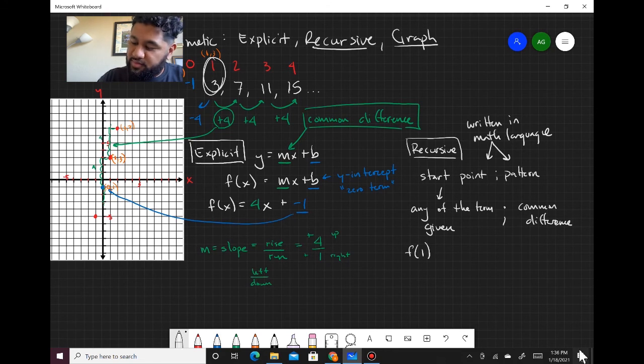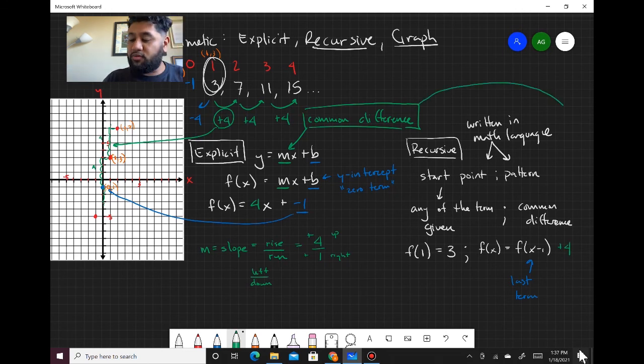You could write f of 1, so the first term of the sequence, is equal to 3, okay? And then you would separate that with a semicolon or just write underneath it. Then you would tell me that the function is equal to f of x minus 1, which actually means the previous term or the last term, plus 4. And the reason why plus 4 is because you want to tell me to count by 4s from the common difference, or with the common difference, okay?